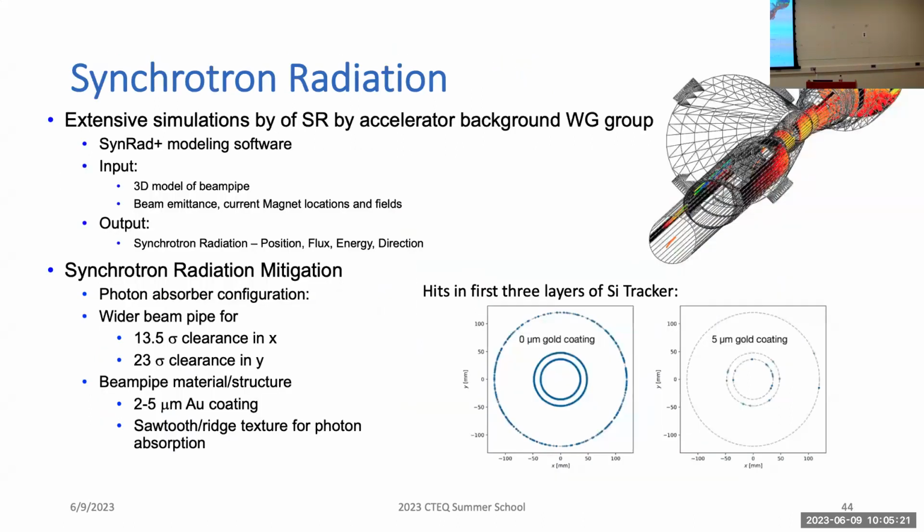Synchrotron radiation, there are a number of fixes for synchrotron radiation. This is modeled very carefully by the accelerator background group. One of the things that we found we can do is coat the beam pipe in the region of the vertex detector with a 5 micron layer of gold. Synchrotron radiation is very low energy photons. 5 microns of gold almost completely removes most of the hits in the silicon tracker by absorbing those photons.